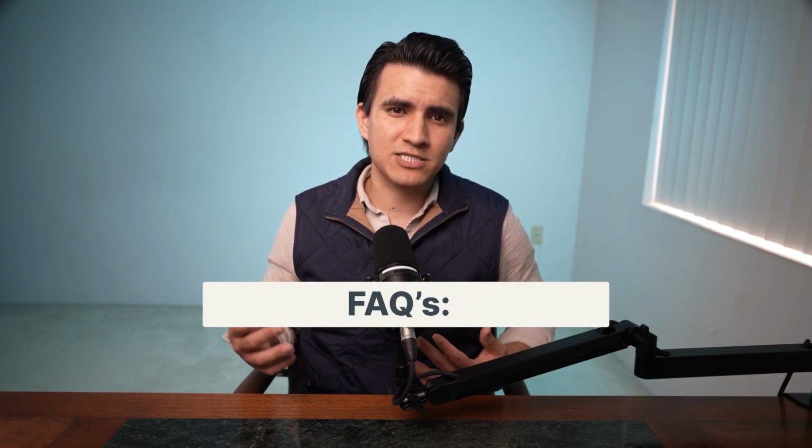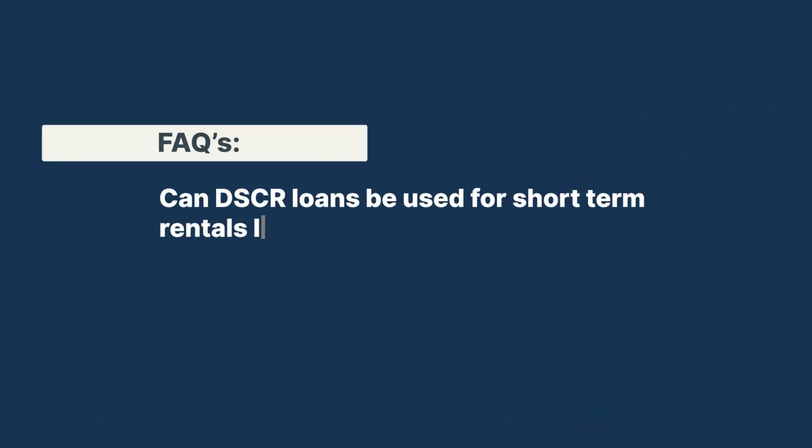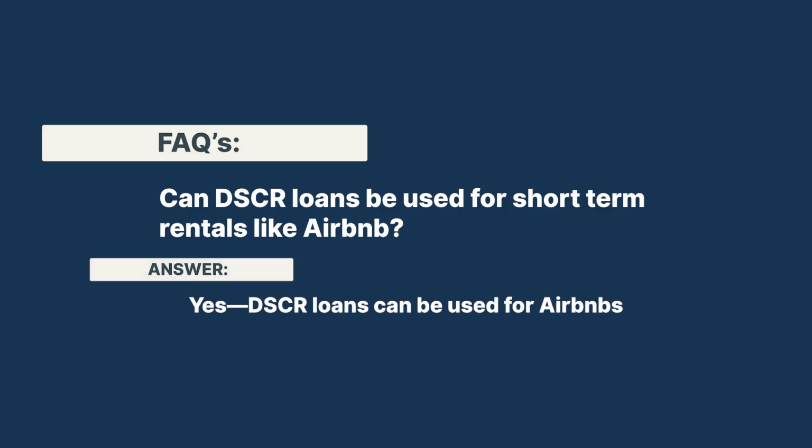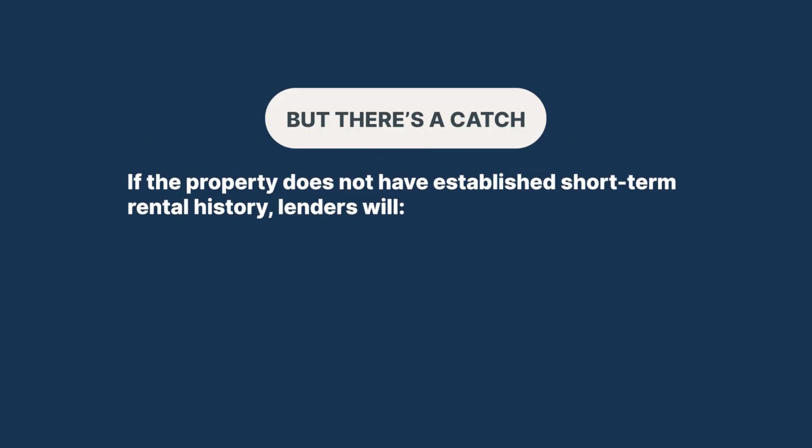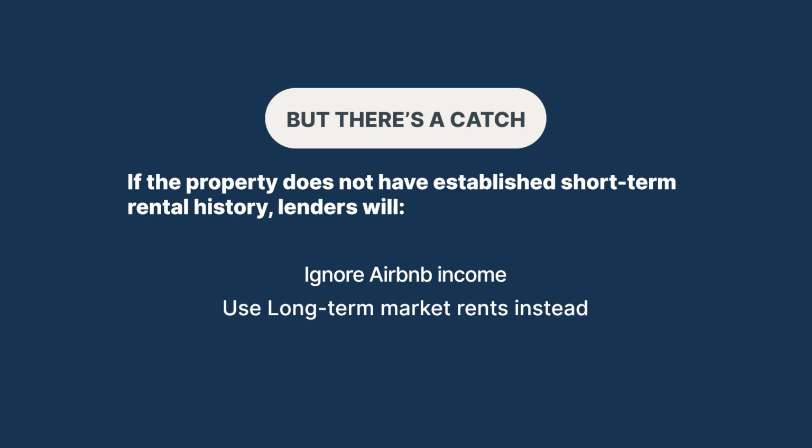A question that gets asked a lot is, can DSCR loans be used for short-term rentals like Airbnb? And the answer is yes. DSCR loans can be used for Airbnbs, but there's a catch. If the property doesn't have well-established short-term rental history, lenders will often ignore the Airbnb income and use long-term market rents instead, and this can reduce your qualifying loan amount, especially if the loan only made sense using short-term rental data.